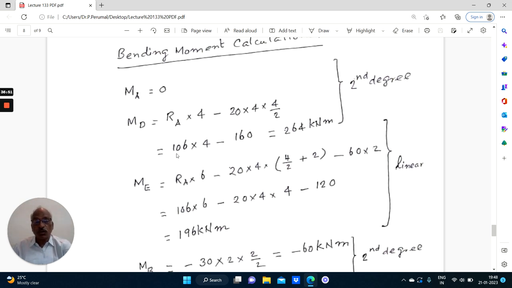As I told, 106 kilonewton, 4 meters. Because some of the students used to struggle with the unit. Therefore, in simple terms, you can understand it is kilonewton, it is meter, bending moment is kilonewton meter. So between these two, you have second degree variation. Already we have discussed. Otherwise, once again, we have to take a section XX and you have to write an equation as RA into X minus 20 into X into X by 2, second degree variation. Therefore, second degree curve you have to prove, right?